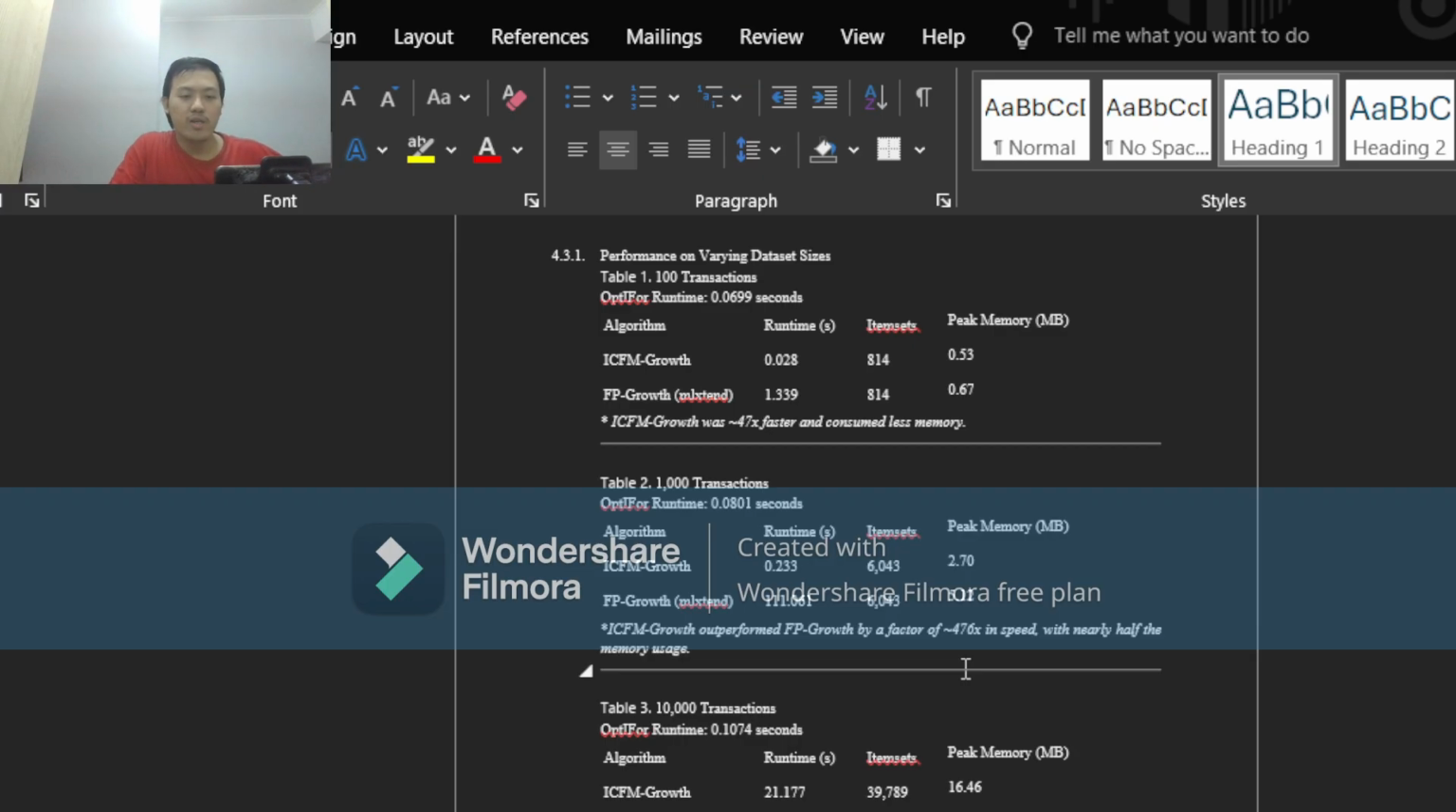What does 354 times faster mean? For ICFM-Growth, it takes 21 seconds plus 0.1 second for the optimal isolation forest, at most 21 seconds. But FP-Growth takes 7,500 seconds. What does that mean? In 1 hour there are 3,600 seconds, so FP-Growth takes 2 hours, while ICFM-Growth takes just 21 seconds. And this is just 10,000 transactions.